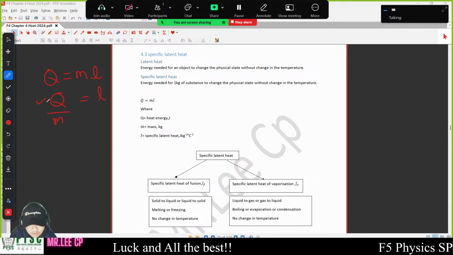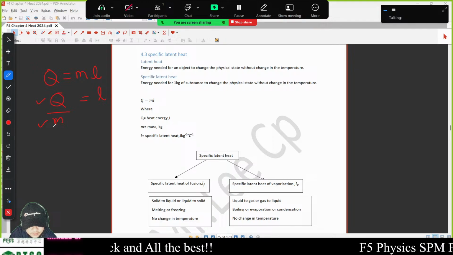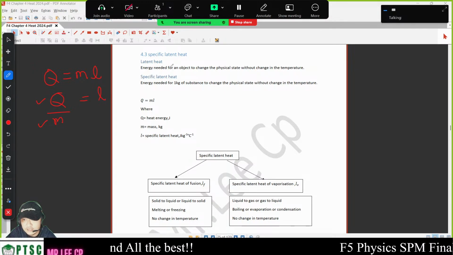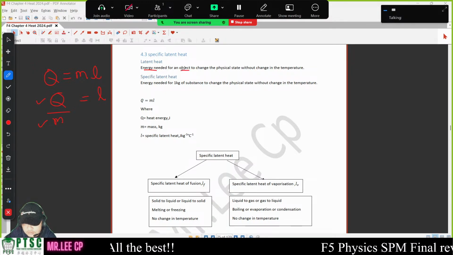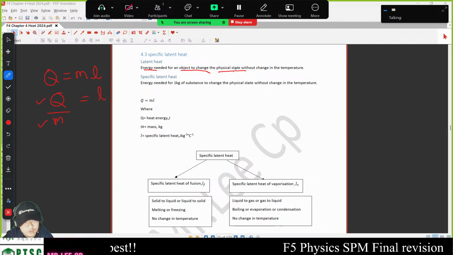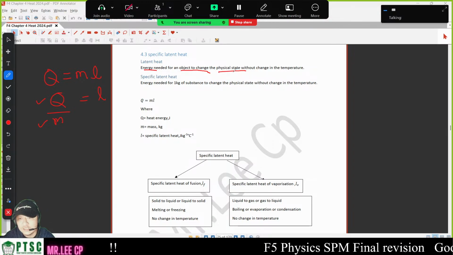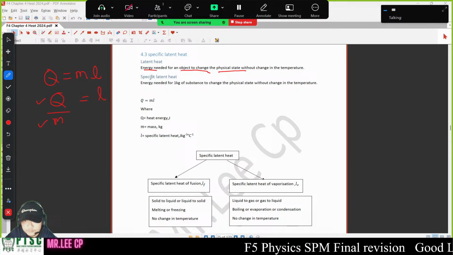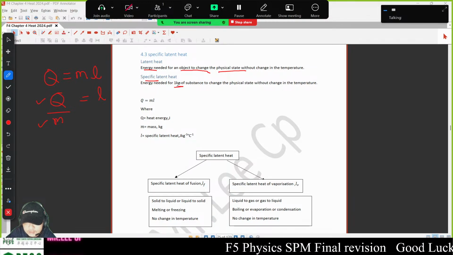So energy needed for the object to change the physical state. Right? So energy needed for the object to change the physical state without change in the temperature. Right? With the constant temperature also can. If specific, you need to add in 1 kg.